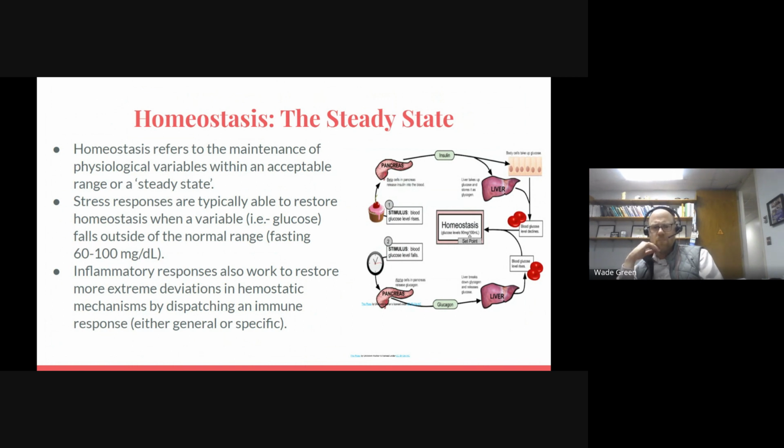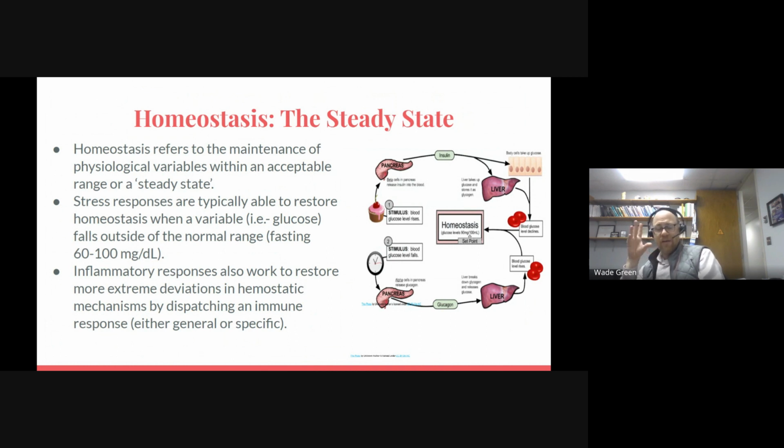Generally speaking, stress responses are typically able to restore homeostasis when a variable falls outside of the normal range. The example we give here in this picture on the right is glucose. Let's say it's been a long day. I've been at class all morning. It's 2 o'clock in the afternoon and I have not eaten. I'm hungry as can be. I need some food. My blood glucose falls and I'm getting hypoglycemic. So my glucose is down to probably 50 milligrams per deciliter.